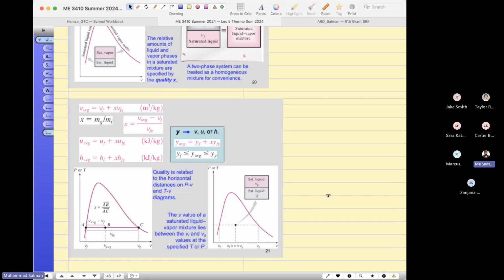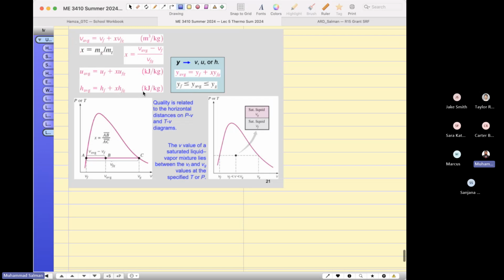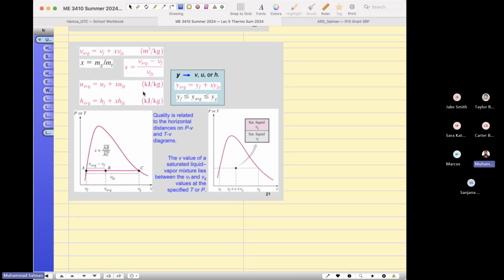Now, if you want to find out the liquid vapor mixture properties, there is a formula. The formula is here that you need. So u equals u_f plus x u_fg, h equals h_f plus x h_fg, v average equals v_f plus x v_fg. These are the formulae which we will implement in our problems.